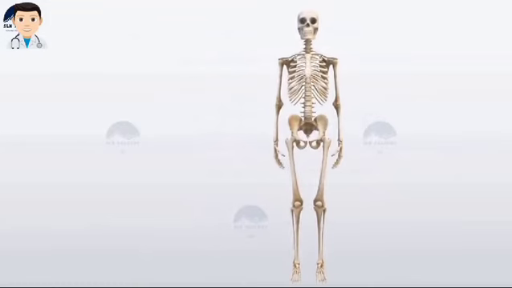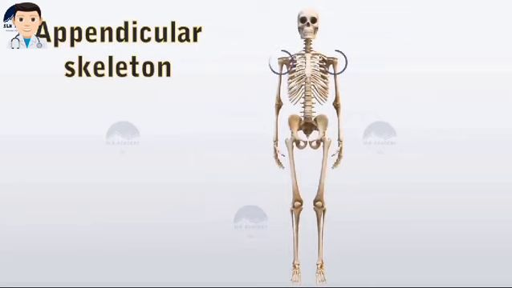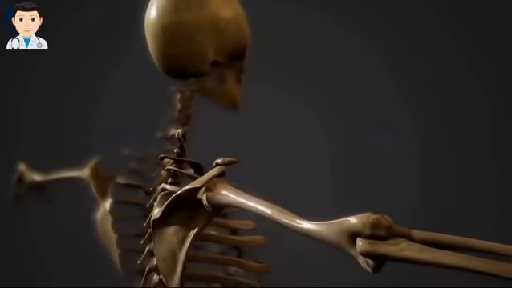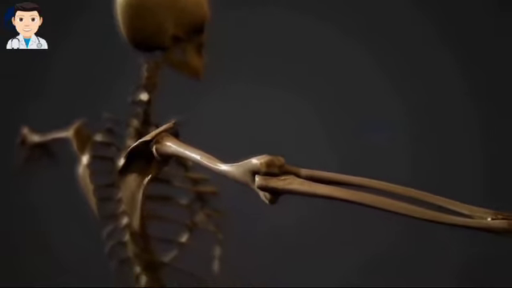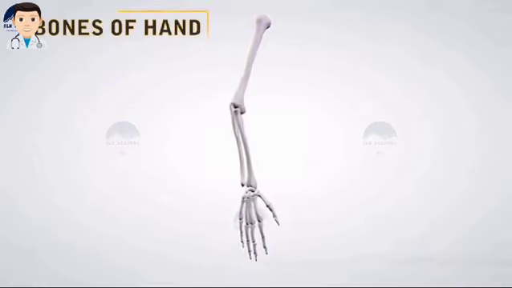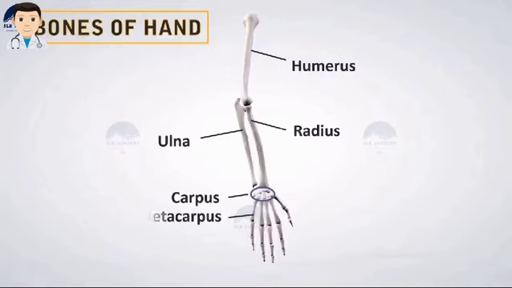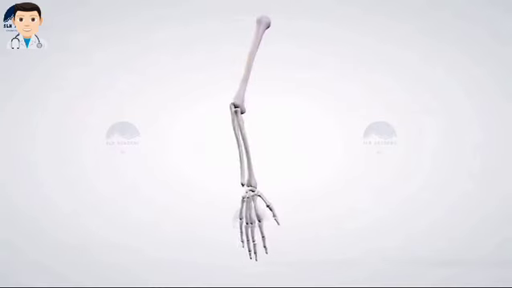Appendicular skeleton. The appendicular skeleton is formed by the shoulder girdle, the pelvic girdle, and the bones of the upper and lower limbs. The bones of the limbs, along with their girdles, together form the appendicular skeleton. The bones of the hand are humerus, radius, ulna, carpals, which are also called wrist bones, are 8, 5 metacarpals, which are palm bones, and 14 phalanges.